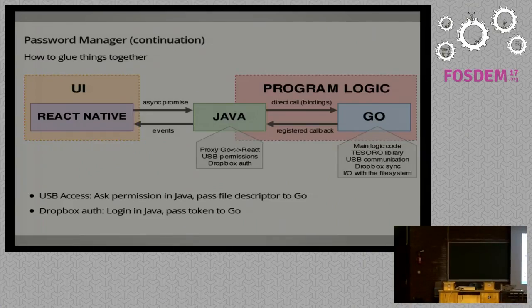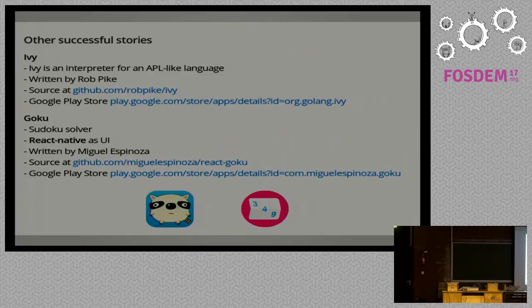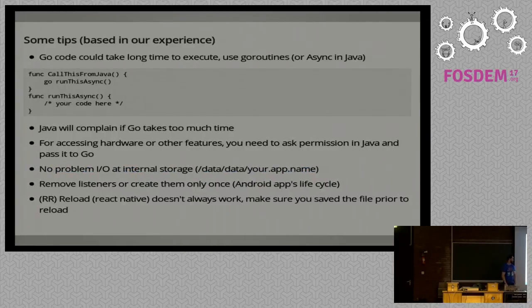There are other success stories. Maybe the most famous is Ivy from Rob Pike, which is an interpreter for the APL language. Goku, which is a Sudoku solver from Miguel Espinosa, is also using React Native as the user interface. Some tips based on our experience.